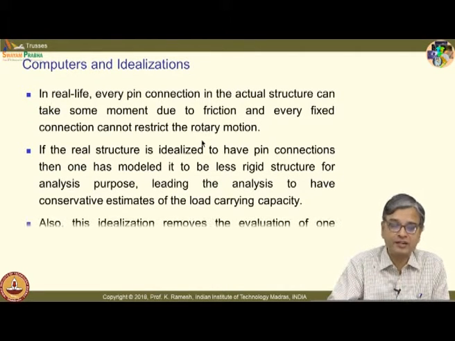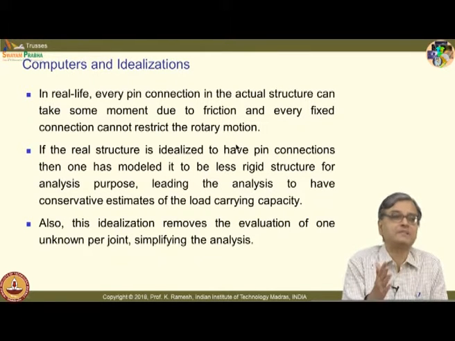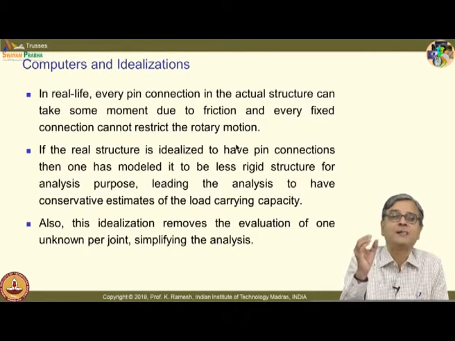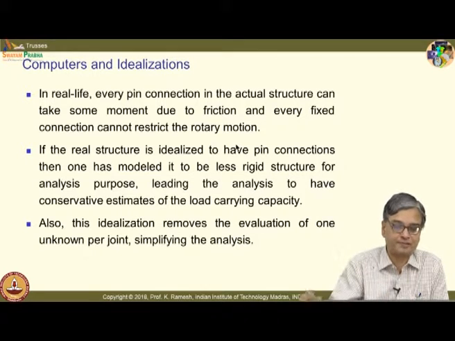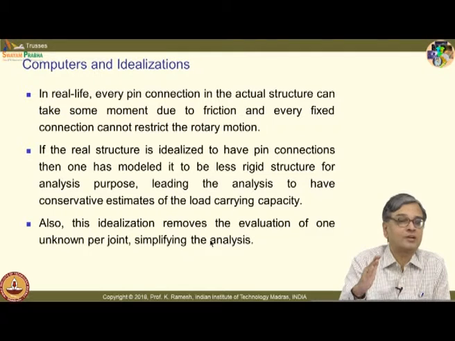If you look at a fixed joint, are they really fixed? They can also allow some small rotary motion. So, it is always debatable whether a physical structure, a joint or a support, actually behaves like a pin joint or a fixed support. This is where I said you have a lower bound solution and an upper bound solution. So, you have to do the analysis in either way and estimate the load carrying capacity. And by making this a pin joint, we have removed one unknown. I have only two unknowns per joint. So, that also simplifies the analysis.